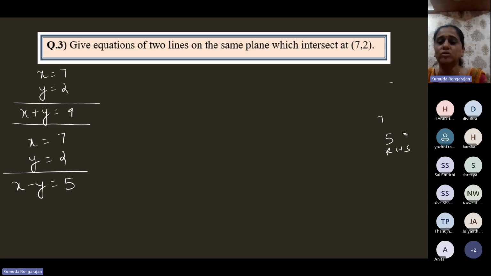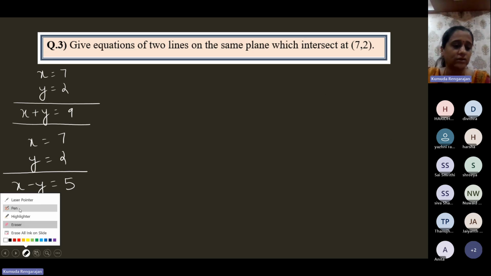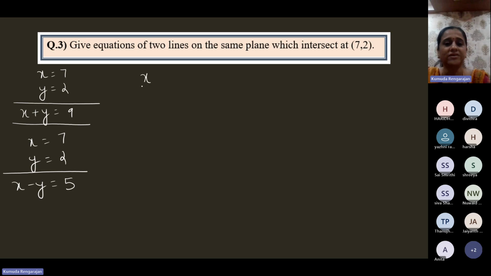That means 7, 2 lies on these lines. Let's make another one. See here, x by y. Tell me, complete this. X by y is equal to what? X by y is equal to 7 by 2, miss. 7 by 2. Cross multiply. 2x is equal to 7y, or 2x minus 7y is equal to 0.